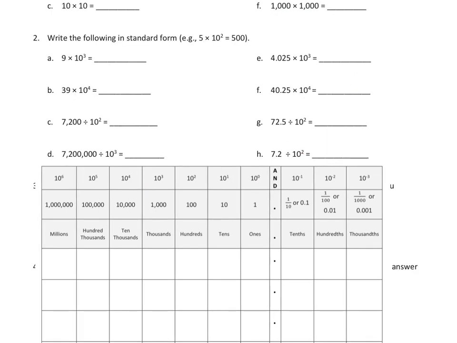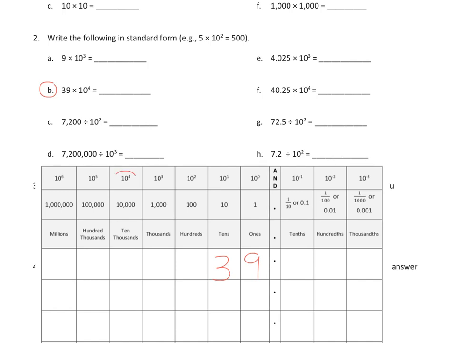All right, so dropping down to 2, they want us to write the following in standard form. That means write the answer out, write the product. And we're using exponents as a shorter way of writing 10, 1,000, or 100. So let's go ahead and do 2B. On our place value chart, let's put 39 on the place value chart. And we're going to multiply 39 by 10 to the power of 4.